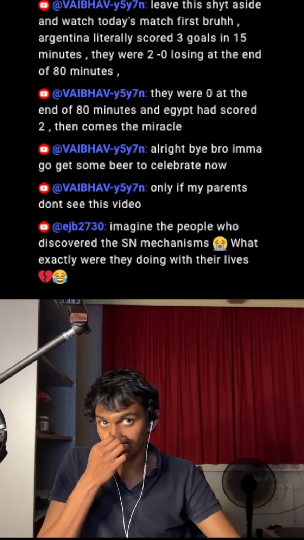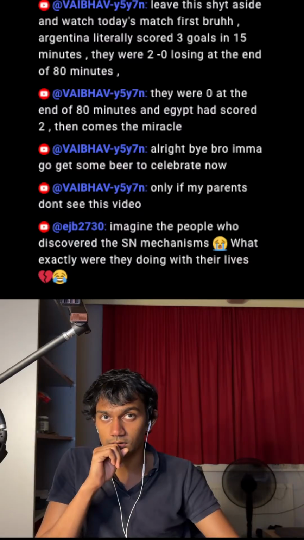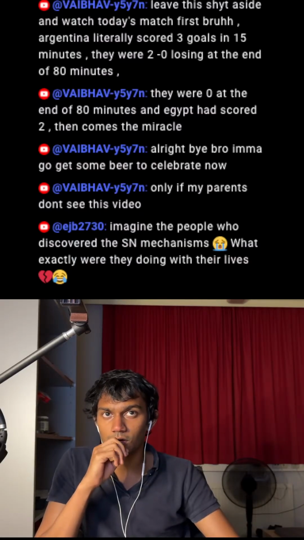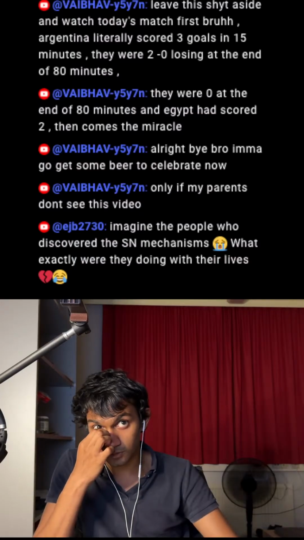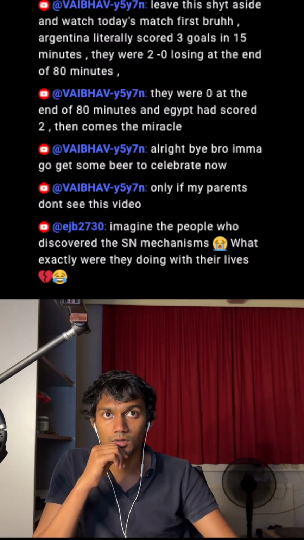SN1 needs protic solvents to help stabilize the resulting cation. How? Okay. SN2 is hindered by the protic solvents because they lock up the nucleophile in a cage of hydrogen bonds.